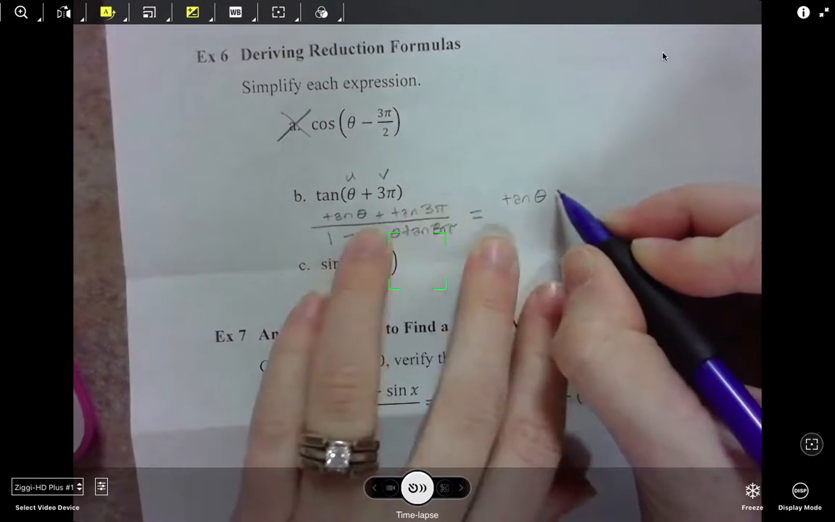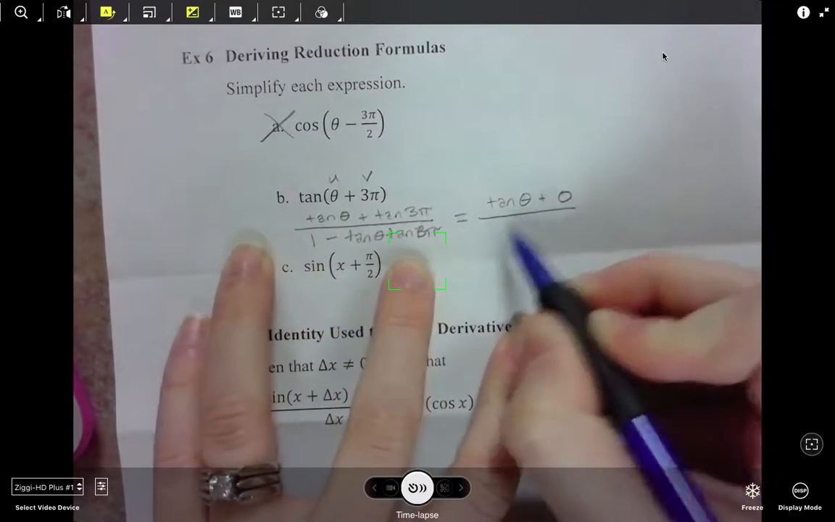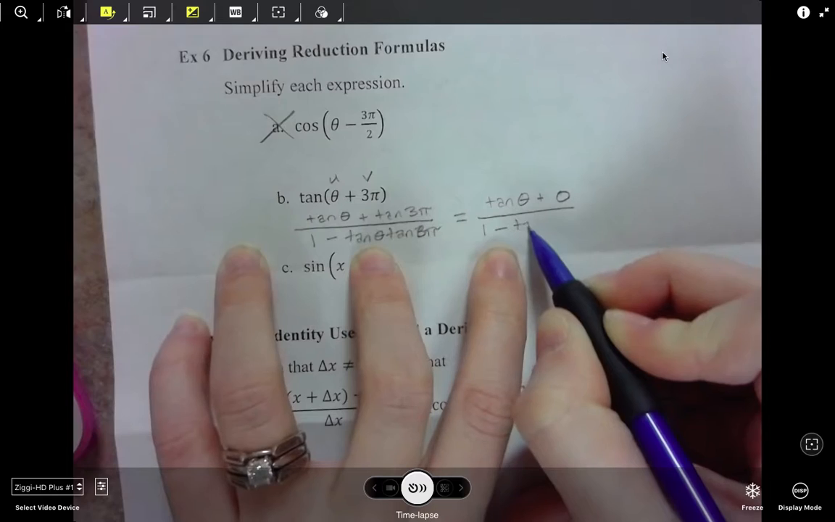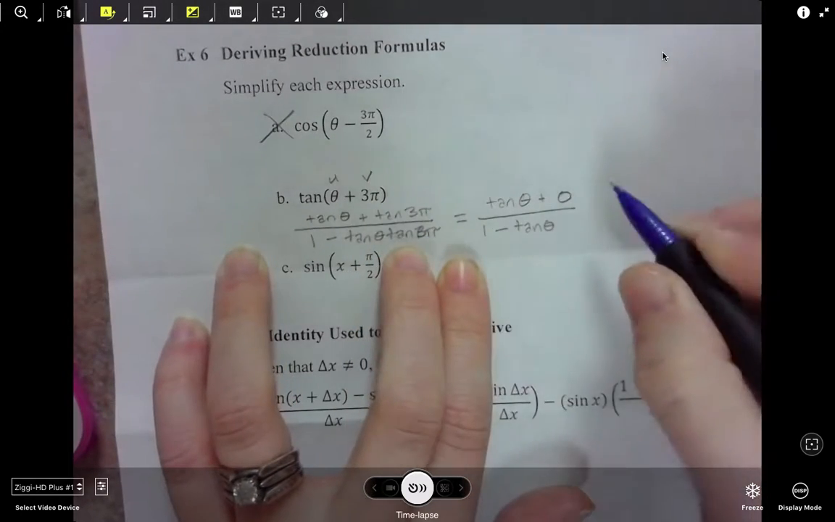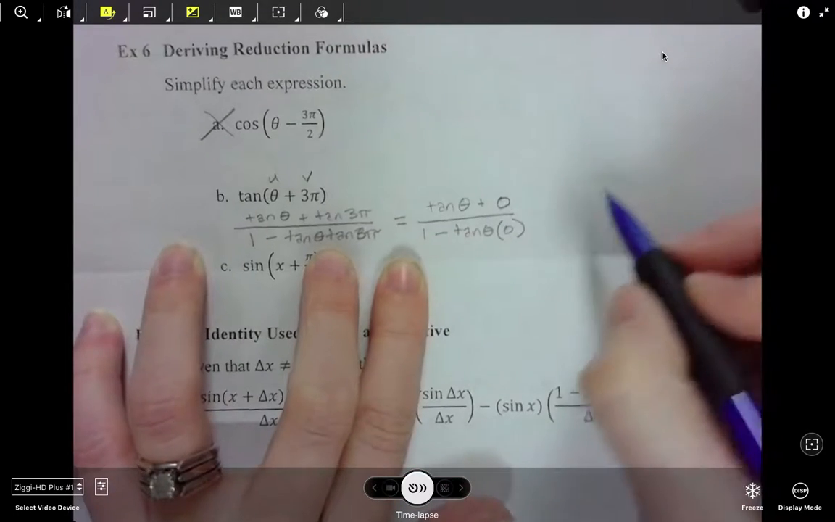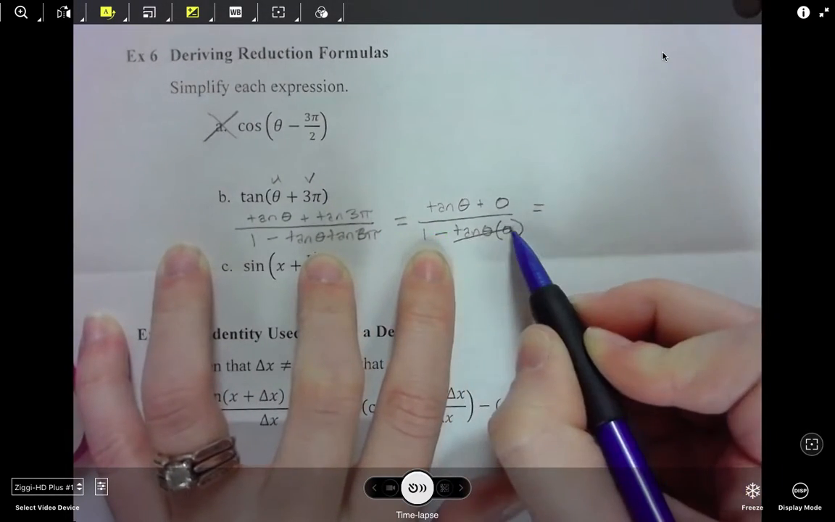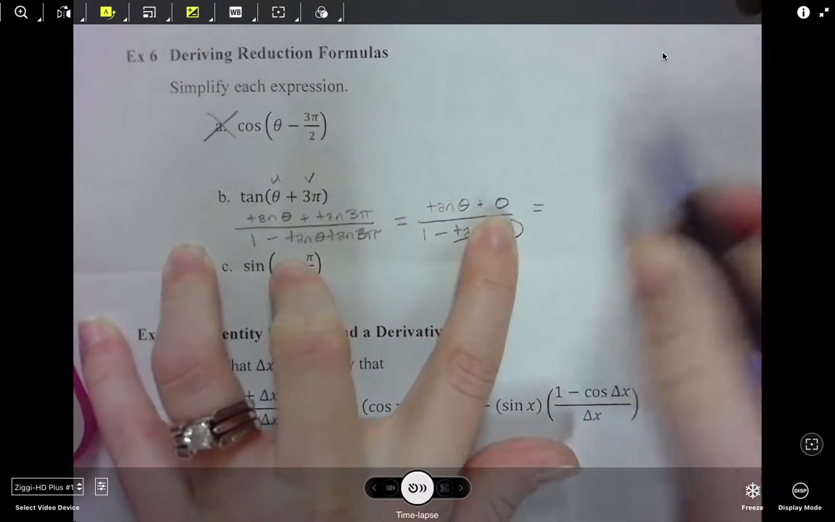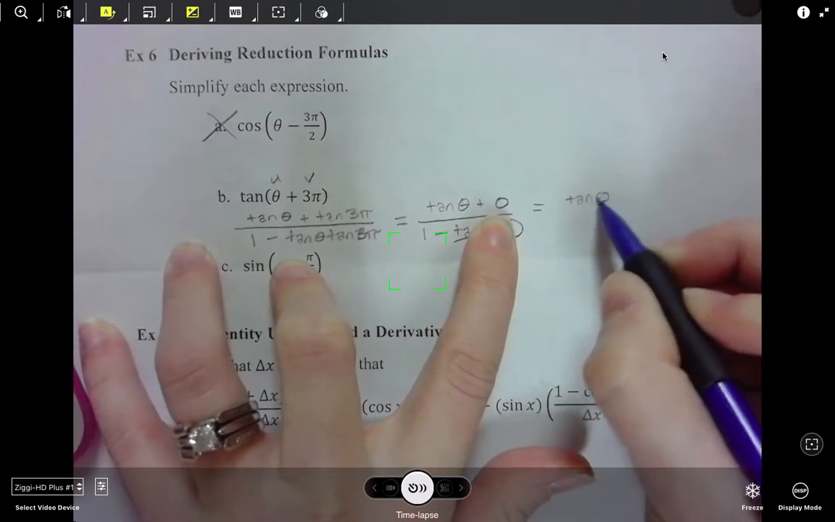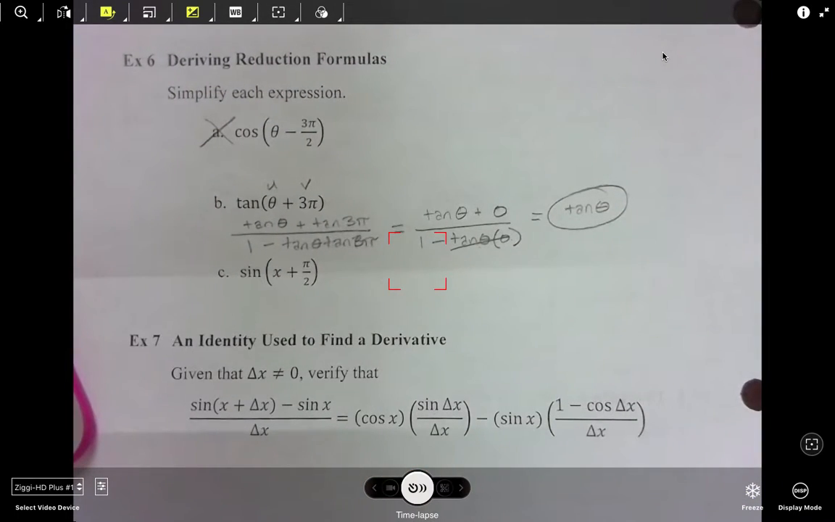So plus 0, over 1 minus tangent of theta, which I don't know, times tangent of 3 pi, which is 0. Now we simplify some stuff. Tangent of theta times 0 goes away. Tangent of theta plus 0 is just tangent of theta, and that's all over 1. So tangent of theta is what that simplifies to.